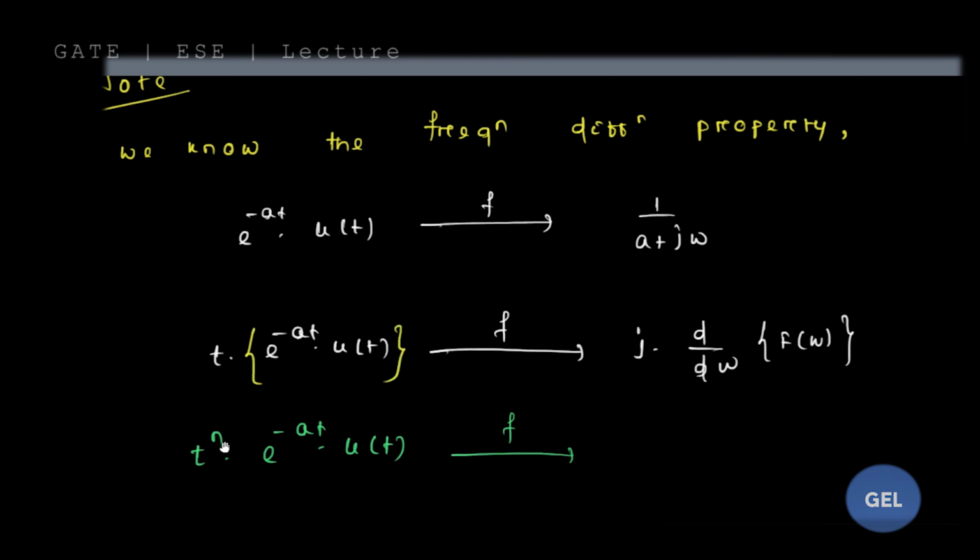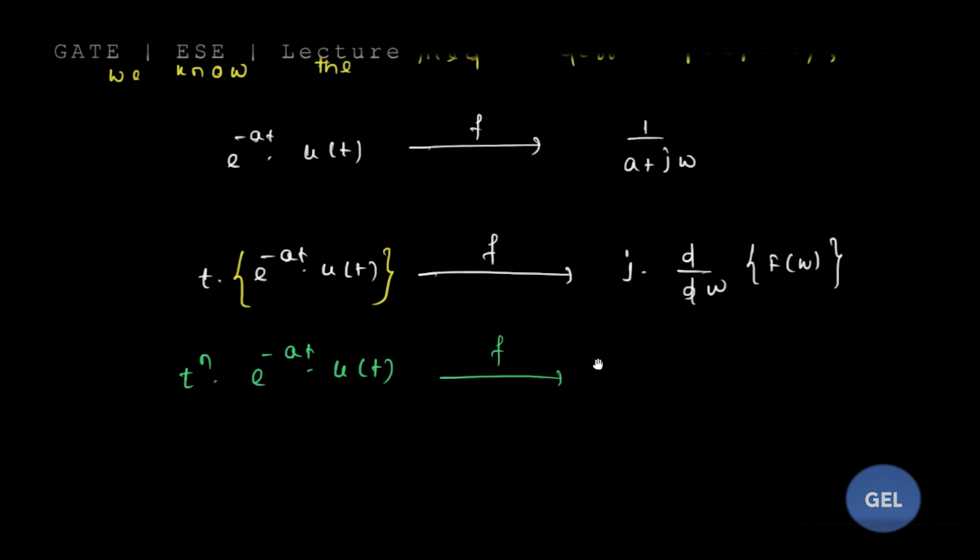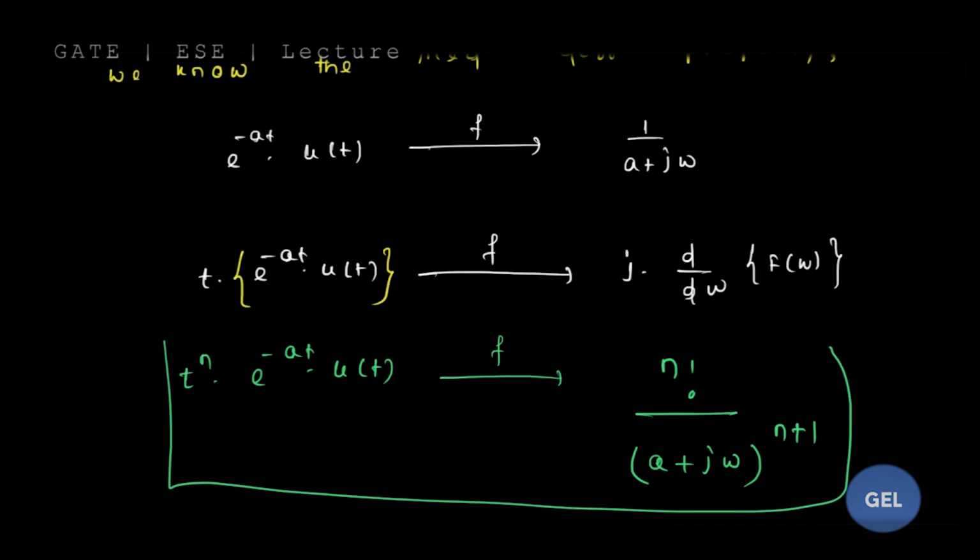So if you are multiplying t to the power n, what will be the answer? Very, very important observation, a very important question can be asked. Always remember this formula, that will be nothing but n factorial divided by (a plus j omega) whole to the power n plus 1. Please remember this formula, very, very important.